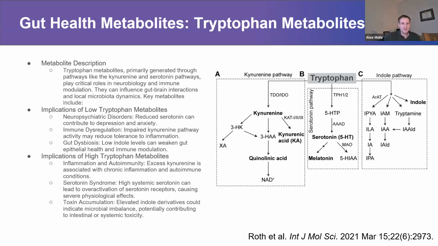Implications of a low score in this subdomain generally are indicative of neurological issues. We know that reduced serotonin can contribute to issues like depression and anxiety, also immune dysregulation and gut dysbiosis. Low indole levels can weaken gut epithelial health and immune modulation. In terms of high tryptophan metabolites, this can translate to inflammation and autoimmunity. Serotonin syndrome, basically high systemic serotonin, can lead to an overactivation of serotonin receptors, causing severe psychological effects, and also toxin accumulation. So you don't want to have low indoles, but you also don't want to have elevated indole derivatives, because these can indicate microbial imbalance and contribute to intestinal and systemic toxicity.